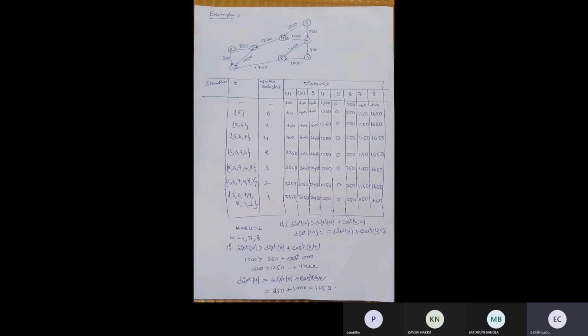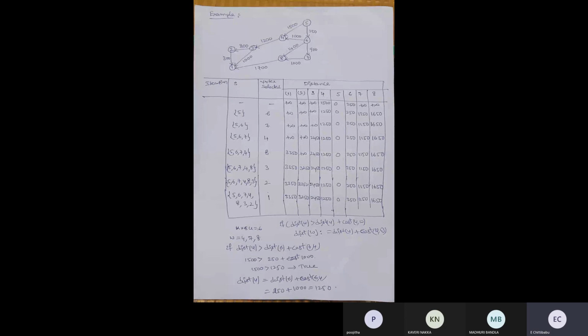1250 plus 1200, 2450. Write distance of 3 equal to 2450. Now 4 is a visited vertex. Put 4 into S. What is the next minimum vertex?